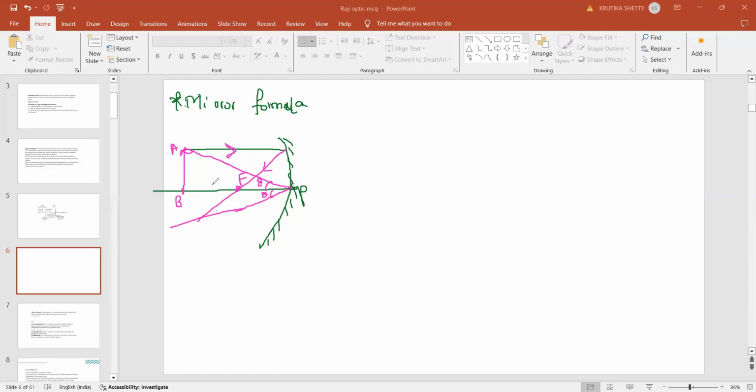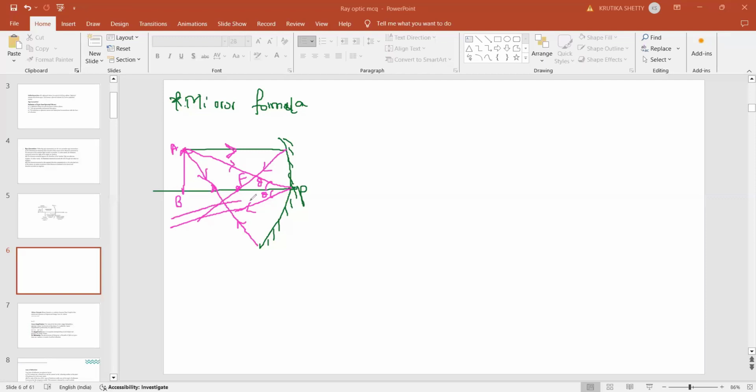Then next, one more ray we are taking. The third ray is passing through the center of curvature. After reflection, it will return back in the same path. So this is the incident ray, this is the reflected ray. Here you can see all the 3 rays.